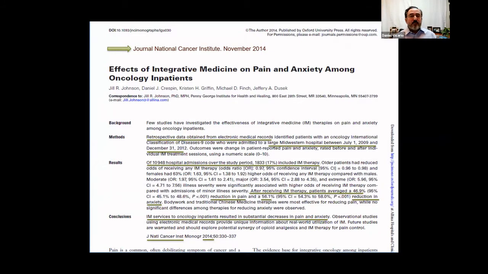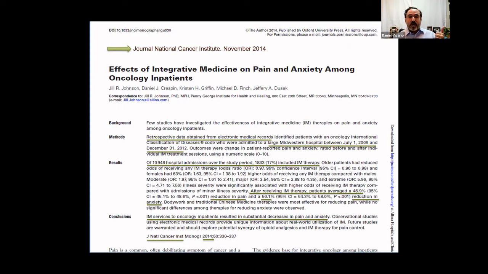So this is a very important article from the Journal of the National Cancer Institute, November 2014. I recommend for you to read it. It's retrospective data obtained from electronic records from a large Midwestern hospital over a period of 3.5 years. They saw that out of 11,000 cancer patients that were admitted, 17%, 1,800, received integrative medicine.